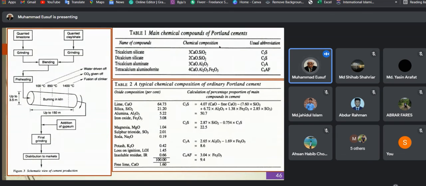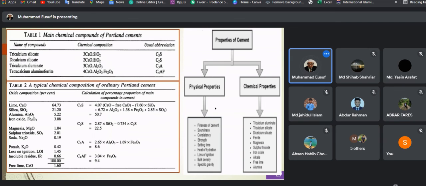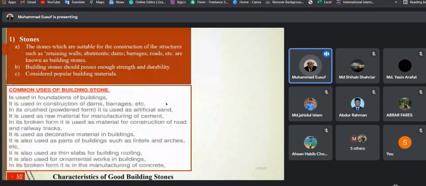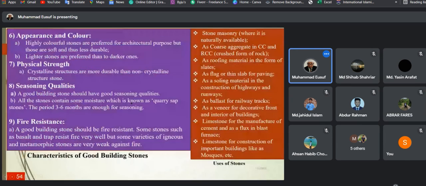Okay, main chemical compounds of Portland cement. Okay, this one calculation. After this, we finish today's class. Total, you see, this is the composition you see. Okay, let you try to do it first, then we back again, inshallah. Okay, all I explain it here.